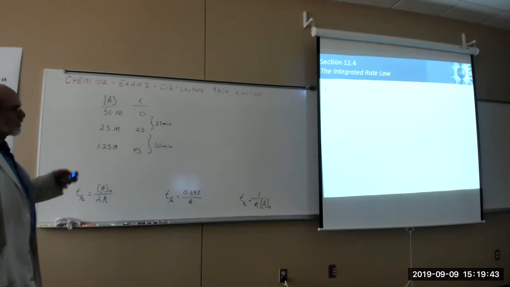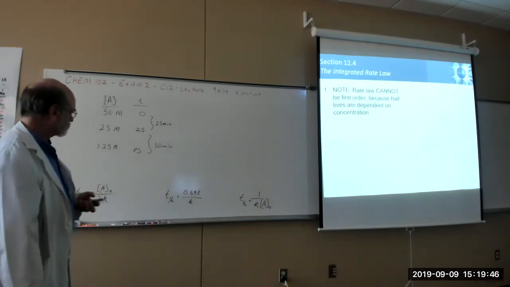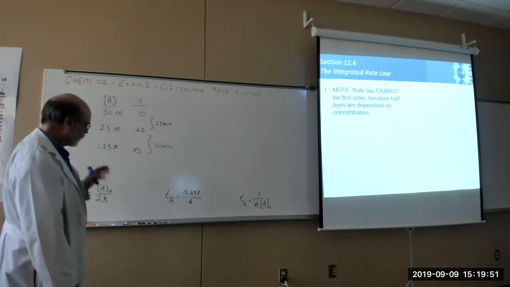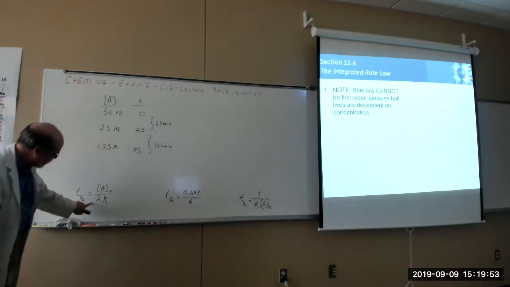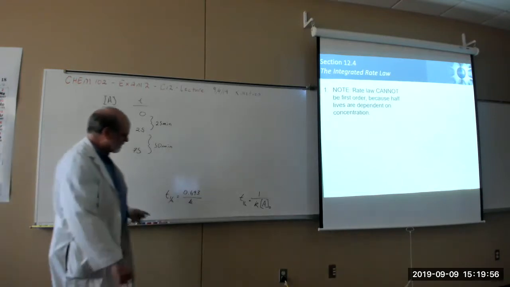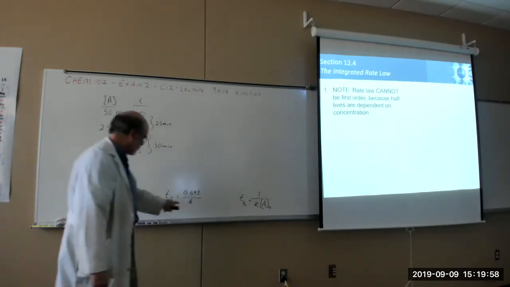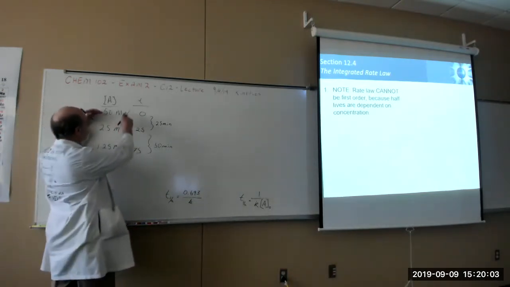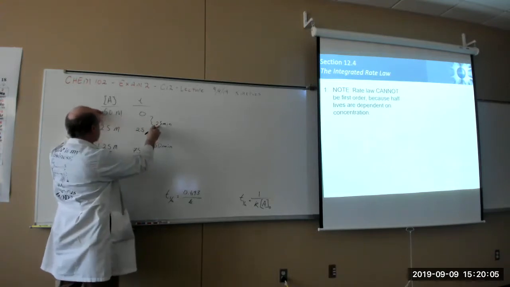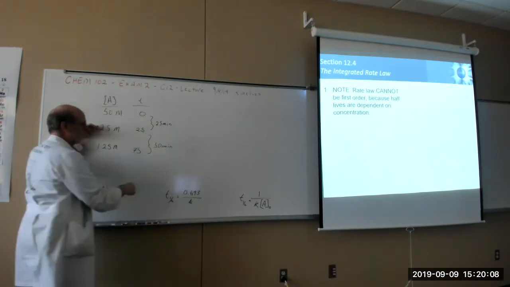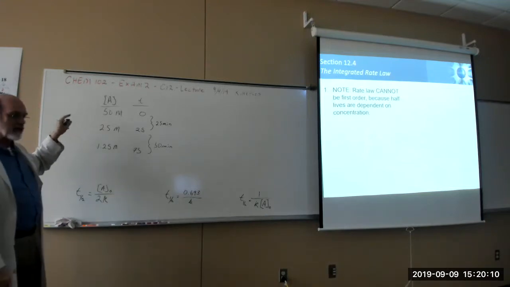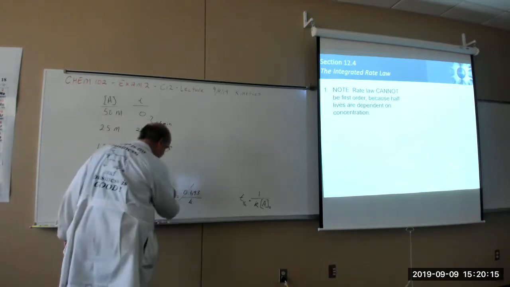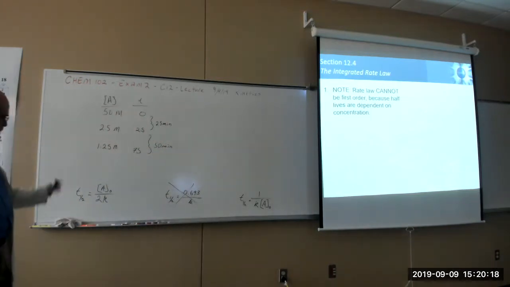Okay. So first, the law cannot be first order. Look, zero order is dependent upon A. Second order is dependent upon A. First order is not dependent on A. So look, the concentration when you start with five is this long, but when you start with 2.5, it's this long. So that tells us that the half-life is definitely dependent upon A. So that means it can't be first order. It's either zero or second order.